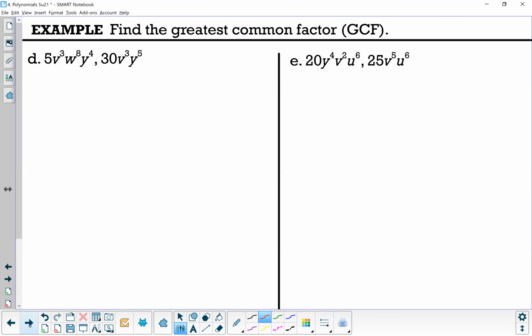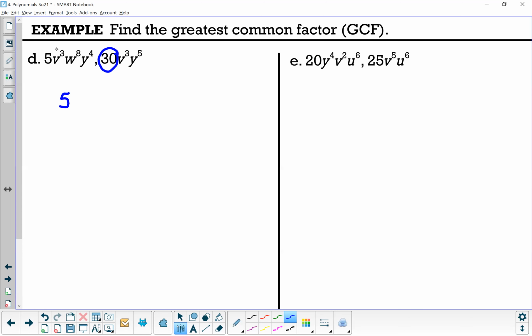All right, so we have the term 5v cubed w to the 8th y to the 4th, okay? And then the second term is 30v cubed y to the 5th. So when you're using mental math to find the GCF, my recommendation is first to look at the coefficients between 5 and 30. What will be the greatest common factor, right? Looking between 5 and 30, 5 is the greatest common factor for the coefficients.